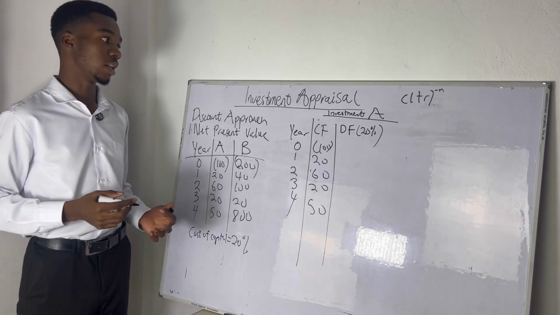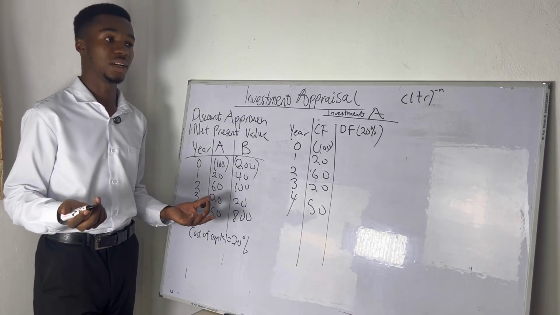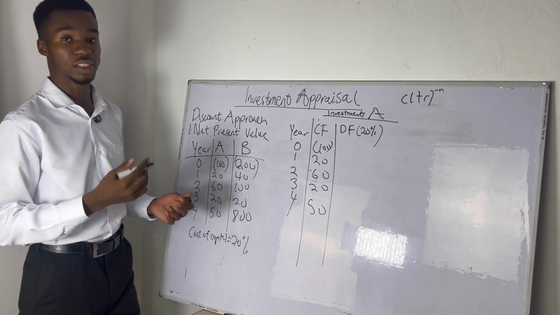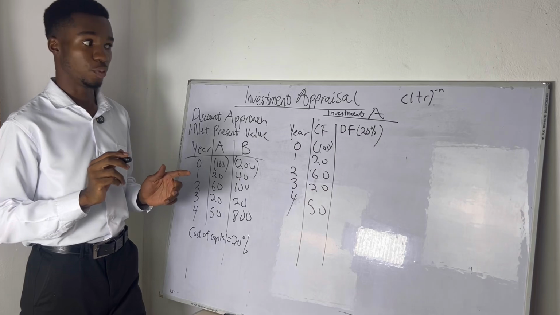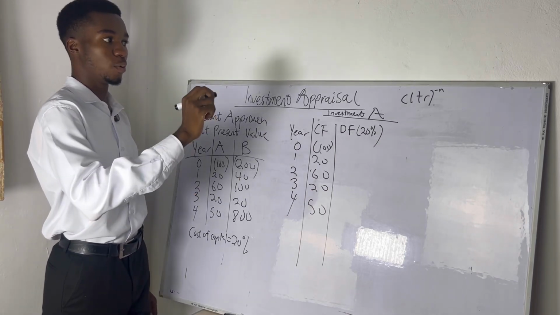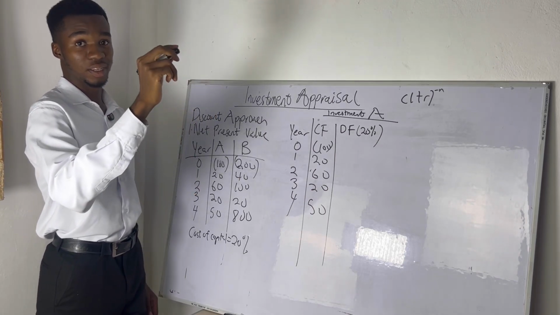So the 20%, you are going to change it to decimals. Anytime you are doing investment appraisal or business finance, you always change the rates to decimals. So 20%, when you do 20 over 100, you are going to get 0.2. So going to 1 plus 0.2, then exponent the number of years in negative.